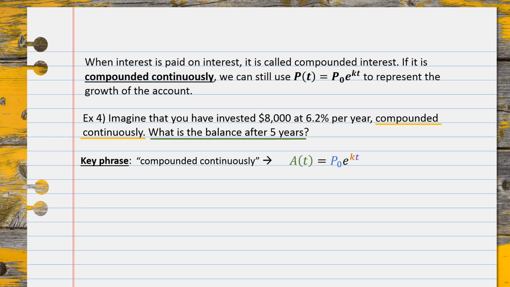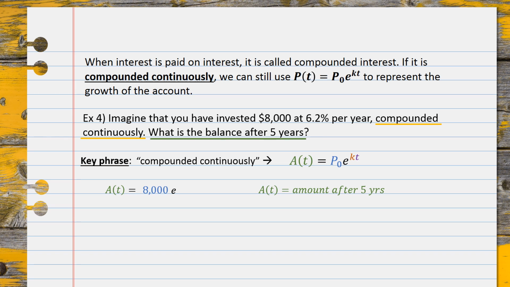Well, it says, what is the balance after 5 years? Well, after 5 years, it means the end result, which means we are looking for a of t, which represents the amount after 5 years. Now that we know what we're solving for, let's plug in all the information. Do we know the a of t value? No, that's what we're trying to solve. Do we know the initial investment? Yes, it's $8,000. Do we plug anything in for E? No, E is its very own value.